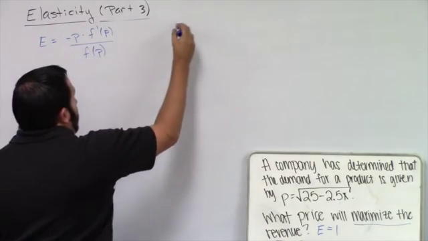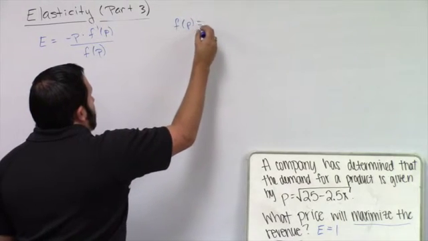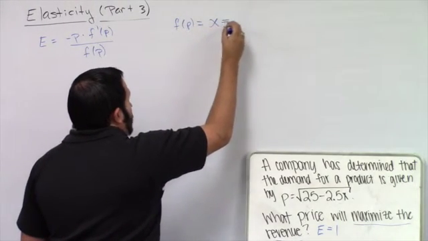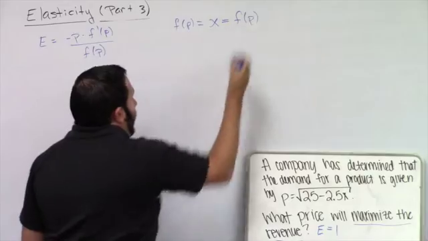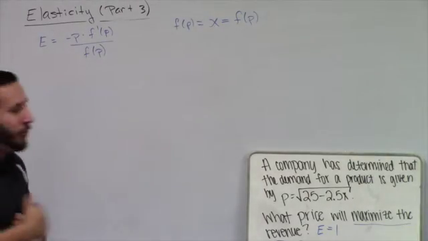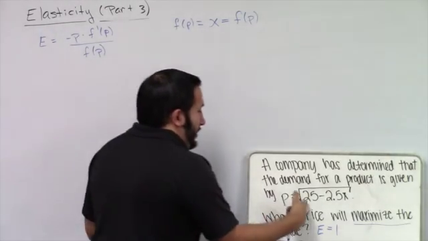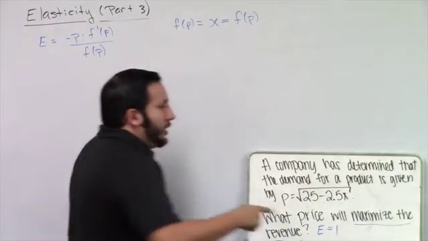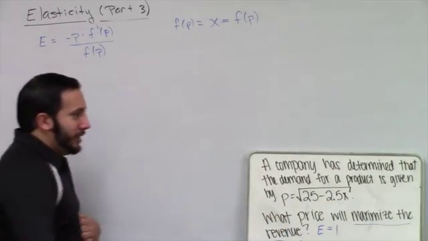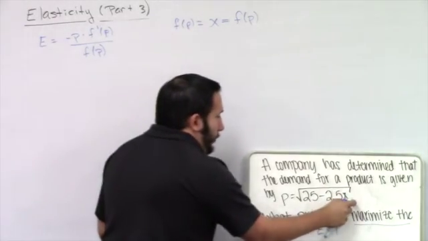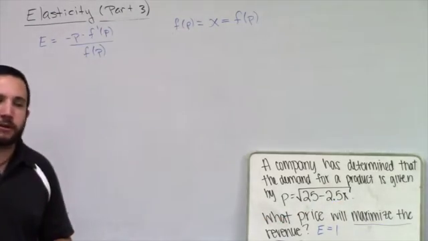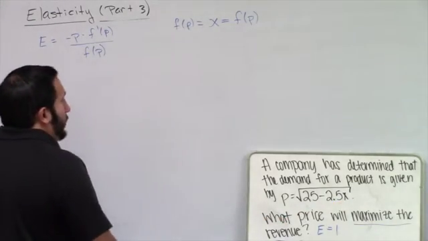And remember, F of P is equal to X. X is equal to some function of P. I don't have that. Right now what I have is P is a function of X. So before you even begin, you have to do algebra to solve for that X, and that's going to be your function of P.